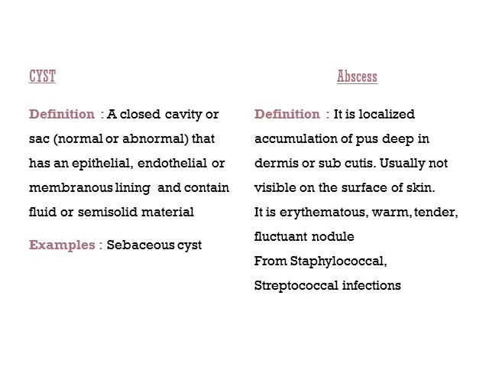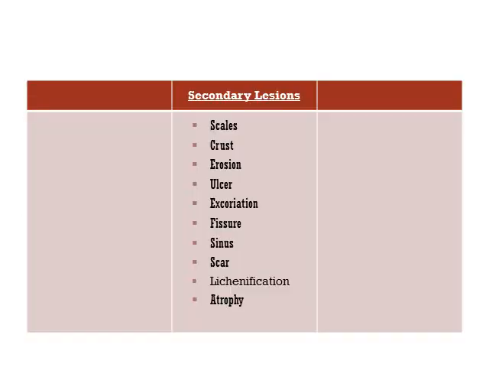Then we have cyst and abscess. Cyst is a closed cavity or sac that has an epithelial, endothelial or membranous lining and contains fluid or semi-solid material. An example is sebaceous cyst. Abscess is a localized accumulation of pus deep in the dermis or subcutaneous tissue, usually not visible on the surface of the skin. It is an erythematous, warm, tender, fluctuant nodule from staphylococcal or streptococcal infection.